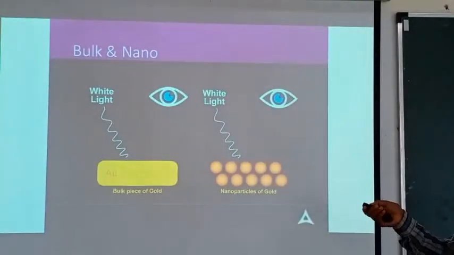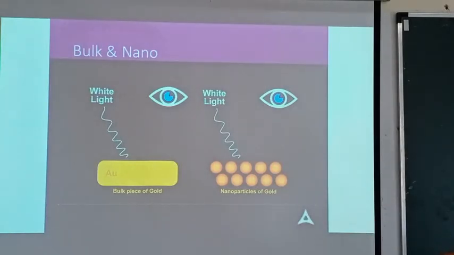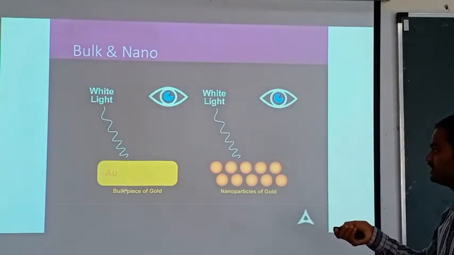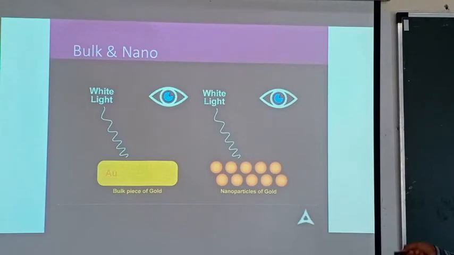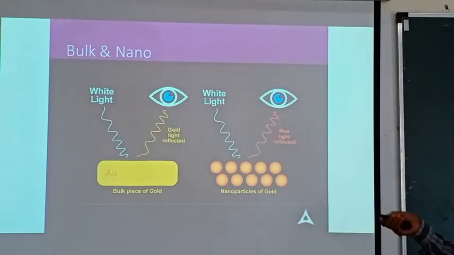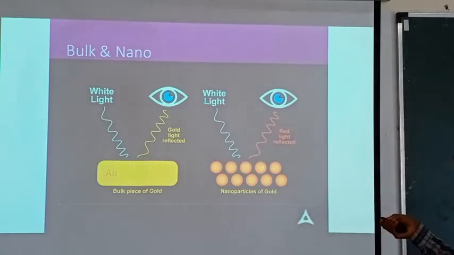So what happens with bulk and nano? Why does this show different colors using a single material? When white light is incident on a bulk piece of gold, you will find the golden or yellowish golden color. Your eye will detect only gold light reflected from that piece of gold. When you consider this nano system, with white light incident on nanoparticles of gold, you will find the reflected color is red. Why does this happen?